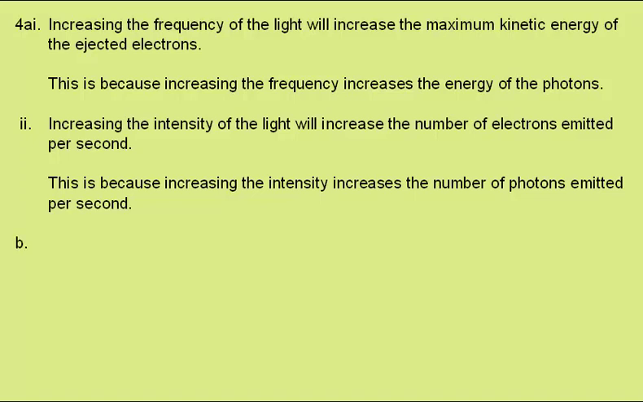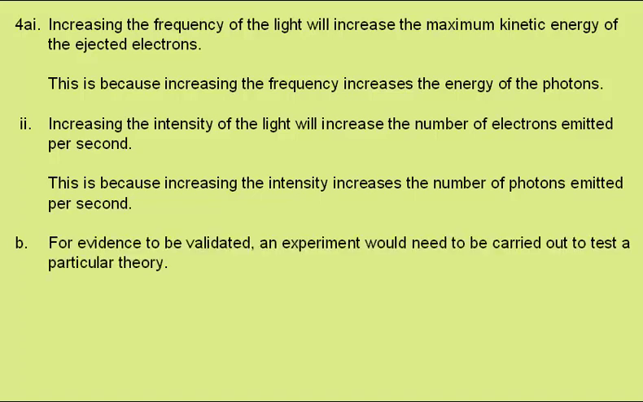In B, we're told the original wave model of the nature of light was rejected when there was validated evidence supporting a particle model of the nature of light. We need to explain what is meant by validated evidence. Well, for evidence to be validated, an experiment would need to be carried out to test a particular theory, and the experiment would need to be reproducible.